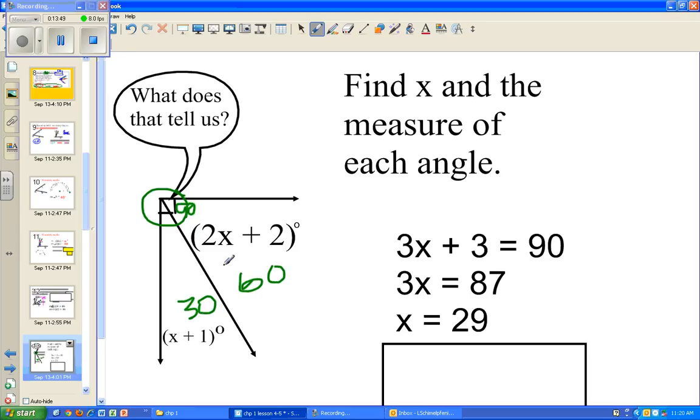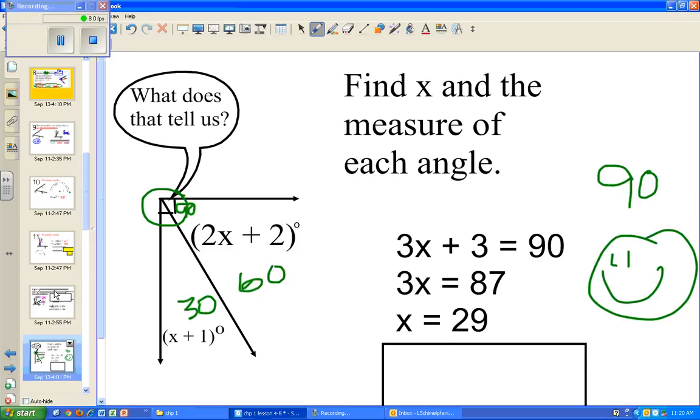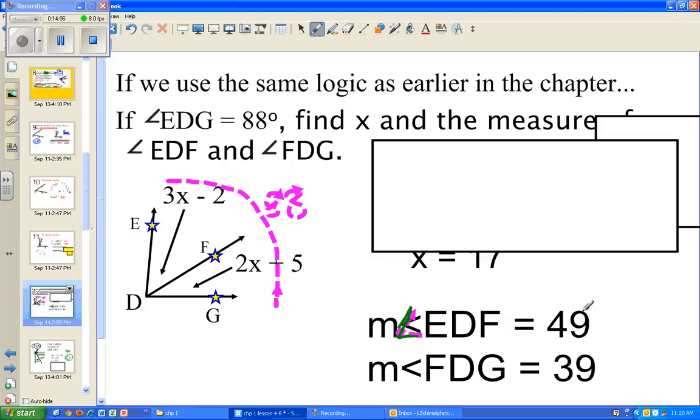And then it's always a good idea to look back at the picture and make sure it really did equal what we were supposed to. 30 plus 60 is 90. So that's what we were supposed to get at the beginning, so we give ourselves a little happy day. Probably should have done that with the last one too. If we went back and we said 49 plus 39 equals 88, happy day.